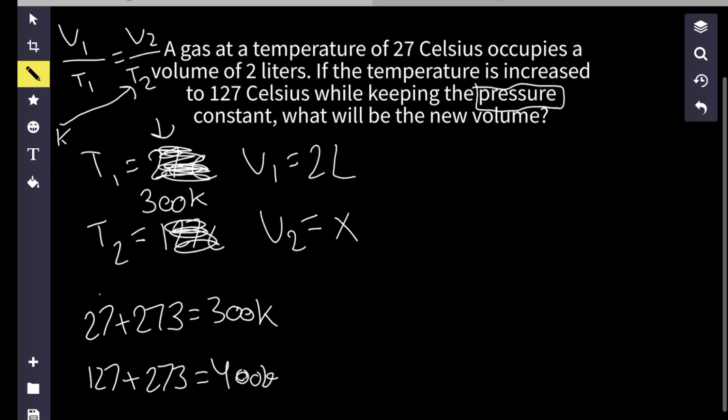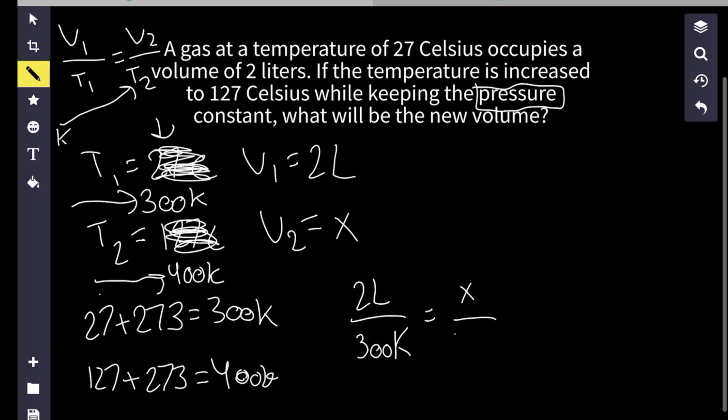So our revised equation has 300 degrees Kelvin for our T1 and 400 degrees Kelvin for our T2. Plugging this into our equation, we get 2 liters divided by 300 degrees Kelvin equal to X divided by 400 degrees Kelvin. Cross multiply, and we're going to get 300 degrees Kelvin times X equals 400 degrees Kelvin times 2 liters.